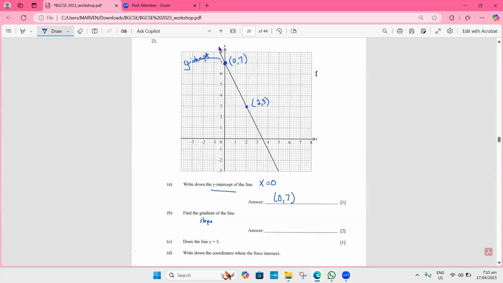The formula for the slope, denoted by m, is the change in y over the change in x. So the difference in y is 7 minus 3 over the difference in x, which is 0 minus 2. So it will give us 4 over negative 2. So the slope, 4 divided by negative 2, is negative 2. As you can see, we got a negative slope, which indicates that the direction of the graph is decreasing.